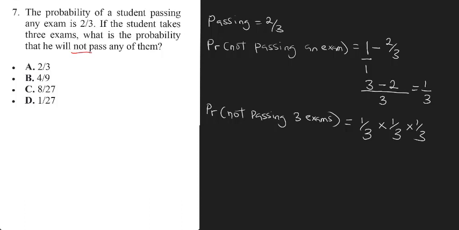Remember that you have to get the probability of not passing 1, which will give you the clue. So now, 1 times 1 times 1 is 1, right? So we're going to say equals 1 over 3 times 3 times 3, which is 27. So this is the probability of not passing 3 exams. So do you have 1 over 27? Yes, D is the answer. So let's move to the next question.